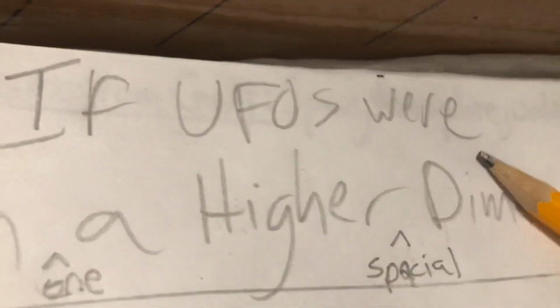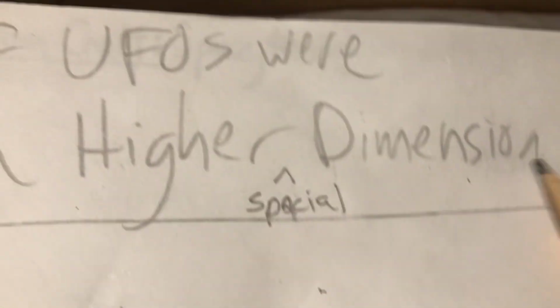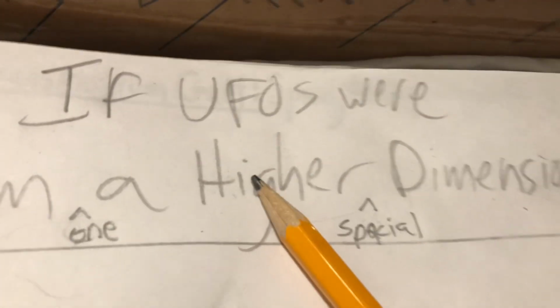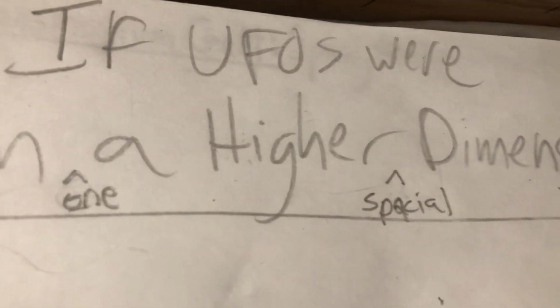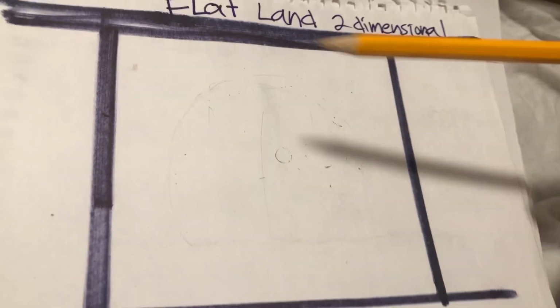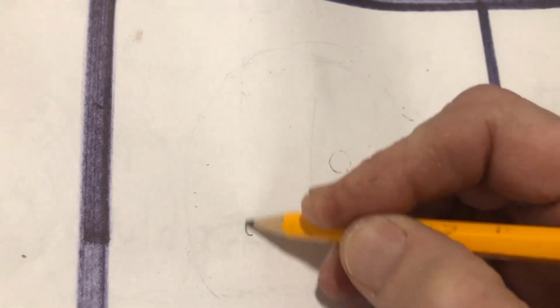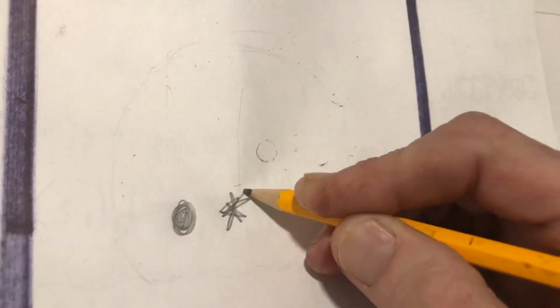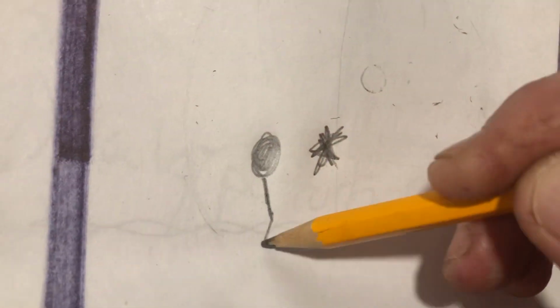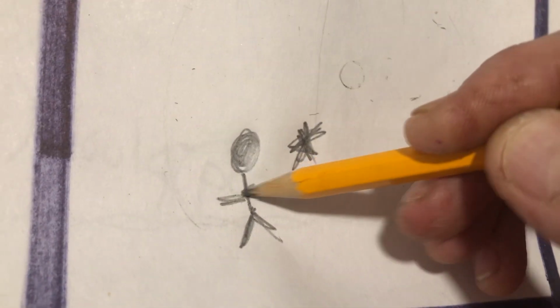If UFOs were from a higher dimension, or another dimension, or one higher spatial dimension, what would that appear like to us? Well, there's this famous analogy called Flatland, and it's a two-dimensional universe. Let's say it's all within this square, and there's a being here, and this is what the being looks like, and this is his buddy, who looks like this. They're just two-dimensional. I'm going to give this one a whole body, and they live on Flatland.